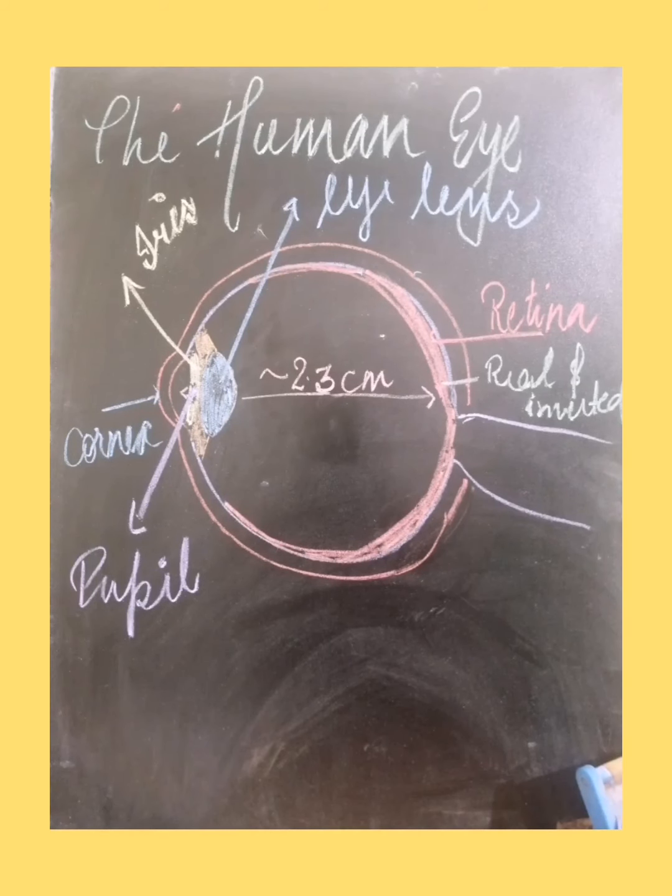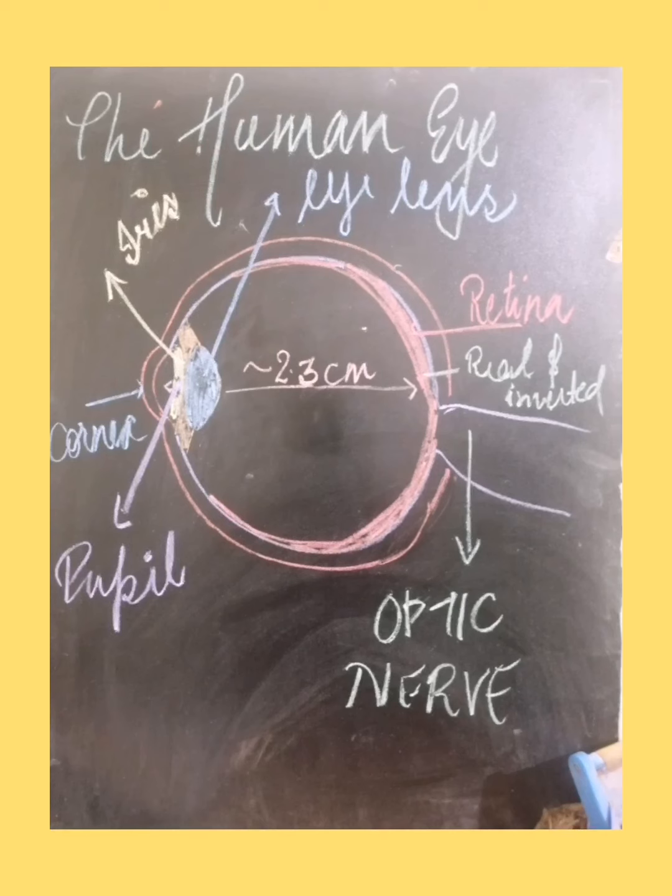Then comes the eye lens. The eye lens is a lens that is contracted or relaxed by the ciliary muscle that holds it, right? It is convex in nature, so it converges the rays. So it helps in forming the image at the retina, where the focus is, right? But sometimes the image does not form on the retina too. That we will learn in the next part.